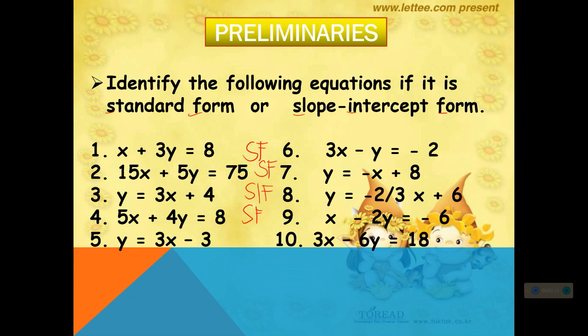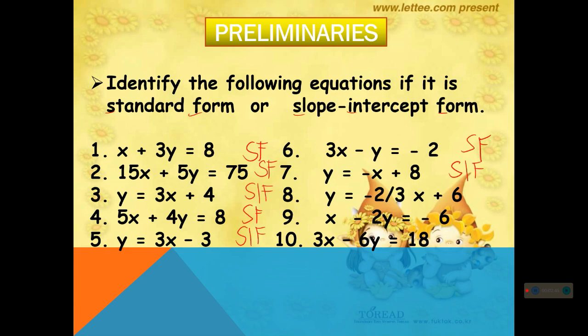Very easy is our first task. Okay? Number 5, y equals 3x minus 3. Okay, so it is slope-intercept form. Okay, you're in a hurry. Next, number 6, 3x minus y equals negative 2. What is your answer? Yes, it is written in the standard form. Number 7, y equals negative x plus 8. Correct, it is slope-intercept form.